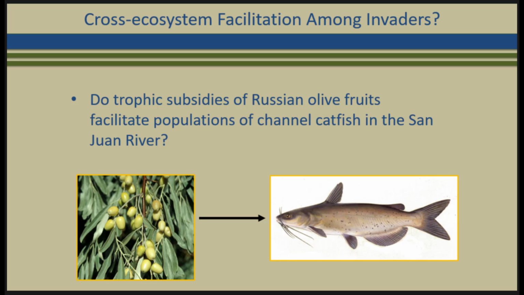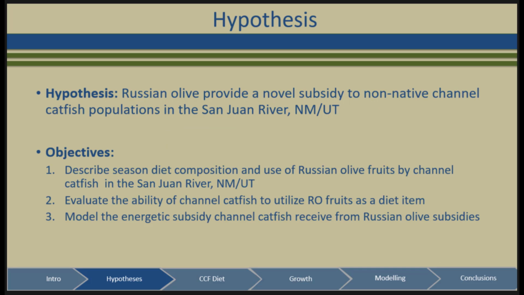My dissertation was all focused on this interaction and the question: these fruits make up a high proportion of channel catfish diet, but does that actually support channel catfish populations? To get at this question, I had to break it down into small pieces. First I'm going to be talking about seasonal diet composition, and then I'll go over some experiments that we did to see, now that we know they eat the fruits, are they actually able to utilize them, or can they benefit from consuming these fruits?